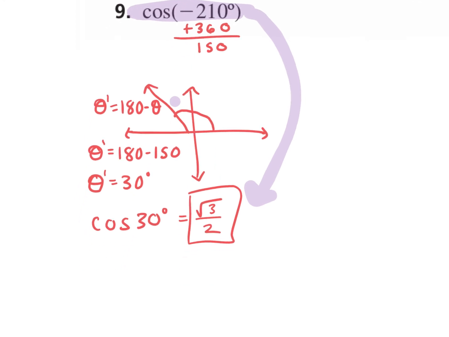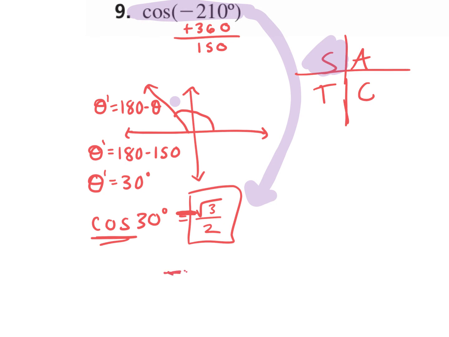All right, so let's check our signs for this one. We have all students take calculus. We're in the second quadrant, but here we have cosine. So what is cosine in our second quadrant? Negative. Cosine's negative because only sine and its reciprocal are positive. So this is a negative square root 3 over 2.